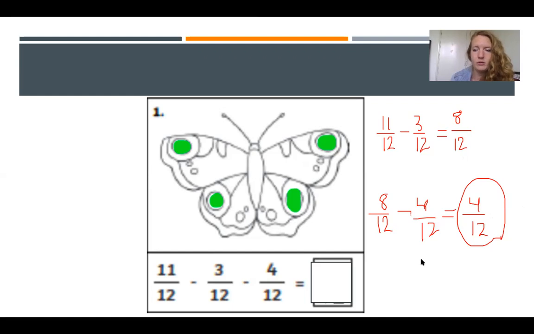Well, it could be 2. So it might be 4 divided by 2 is 2, 12 divided by 2 is 6. It might be 4. 4 divided by 4 is equal to 1, 12 divided by 4 is equal to 3. So you might see 4 twelfths, you might see 2 sixths, or you might see 1/3. So you would know that that matches with problem number 1.